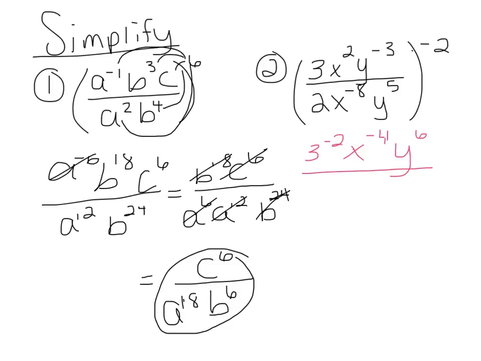Then we're going to have 2 to the negative 2nd power, x to the positive 16th, and then y to the negative 10th. So all I did was multiply any exponents that could have been multiplied.